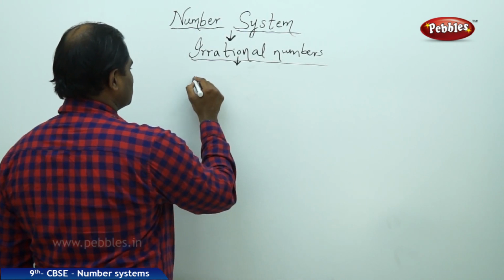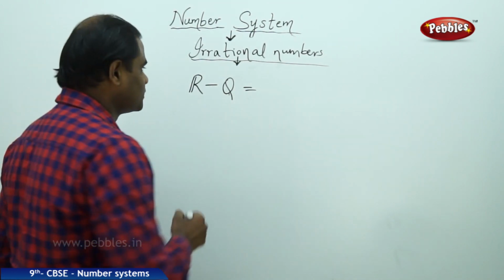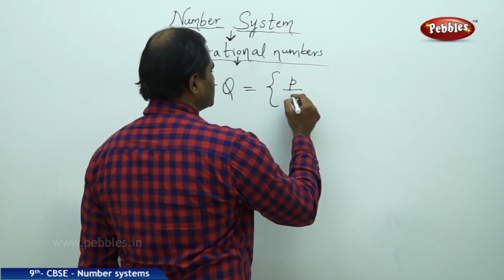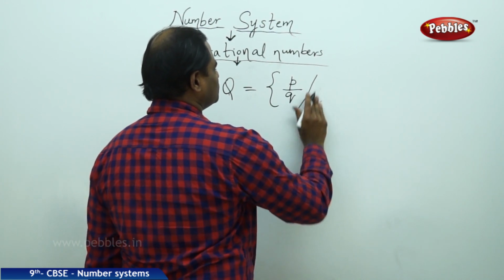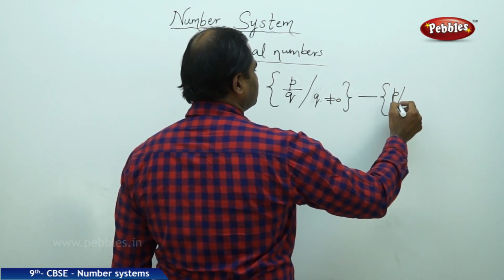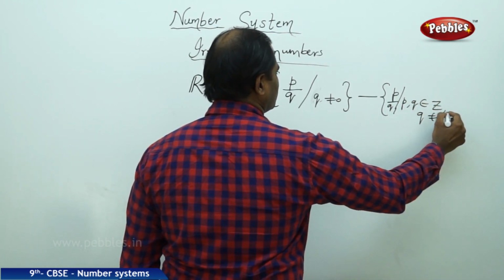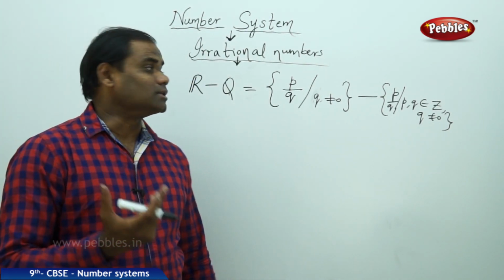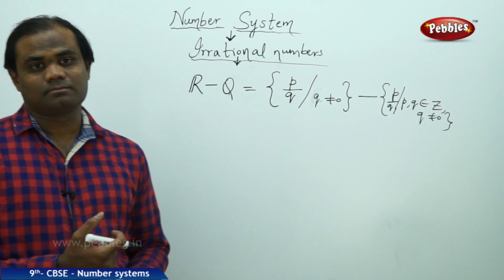The set of irrational numbers is denoted by all real numbers except Q, that is R minus Q. Rational numbers are anything expressed in the form p by q such that p, q are integers and q not equal to 0. That is how we understand the irrational numbers. Let's try to see better examples to understand what an irrational number is.